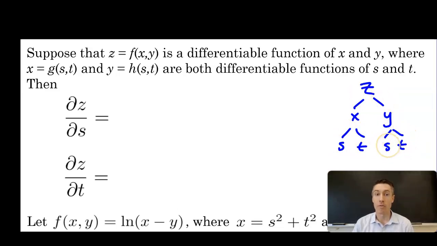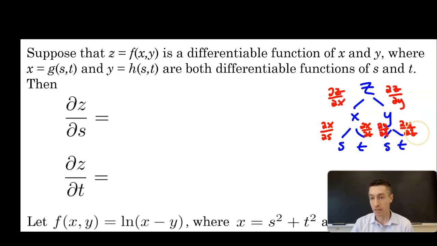Now at each level, we're using partial derivatives each time. So the partial of z with respect to x, partial of x with respect to s, partial of x with respect to t, partial of z with respect to y, partial of y with respect to s, partial of y with respect to t. A little bit cramped in there, but hopefully you can make sense of all of those partials.